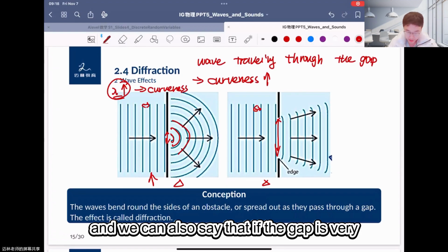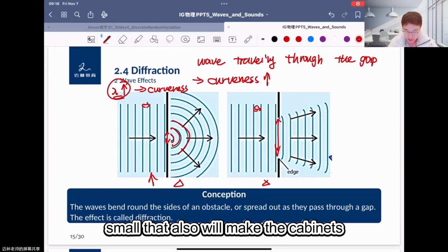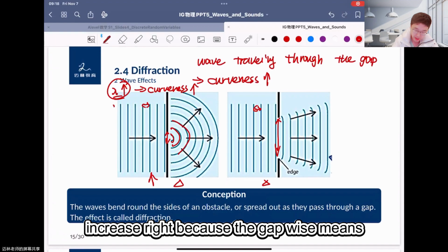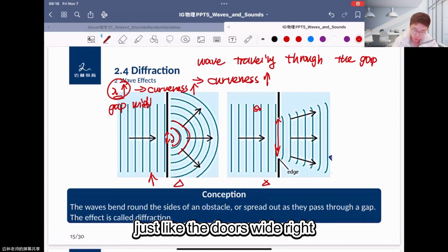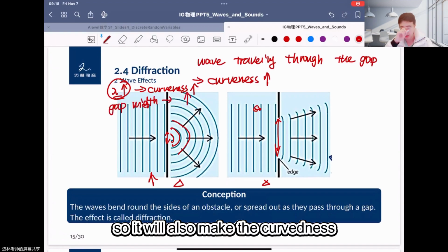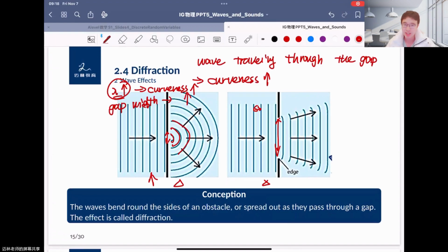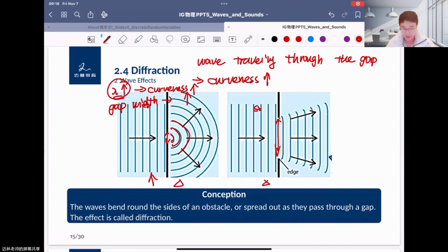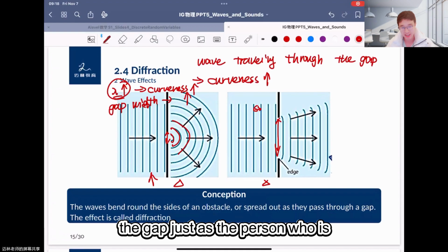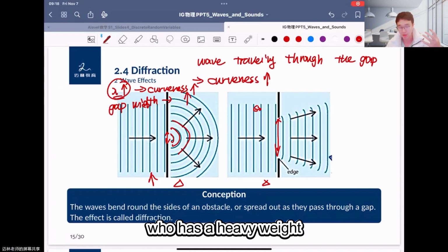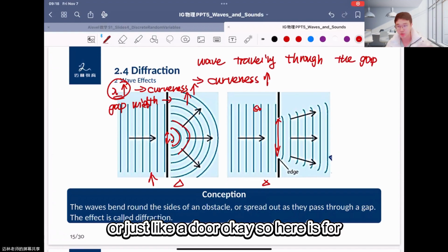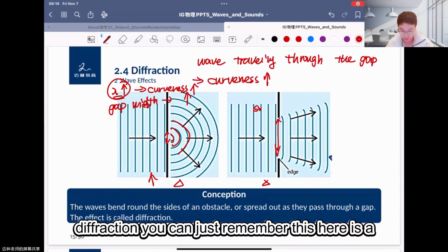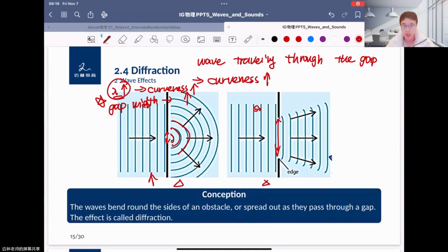Okay, and we can also say that if the gap is very small, that will also make the curvature increase, right? Because the gap width is just like the door's width, right? So it will also make the curviness increase. This is for diffraction. So maybe we can have a conclusion for this. We can just imagine the wave and the gap as a person who is slimmer or who has a heavy weight, and a door. Okay, so here is for diffraction. You can just remember this. So here is a very important property.